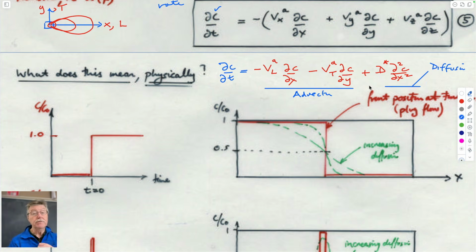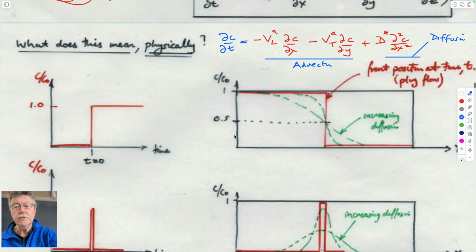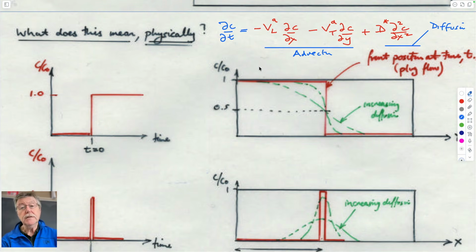And it represents those two processes. And so the idea is that we can use this expression now to put boundary conditions on it and solve it if we wanted to. We won't, but we'll use other people's solutions. It always looks like this.